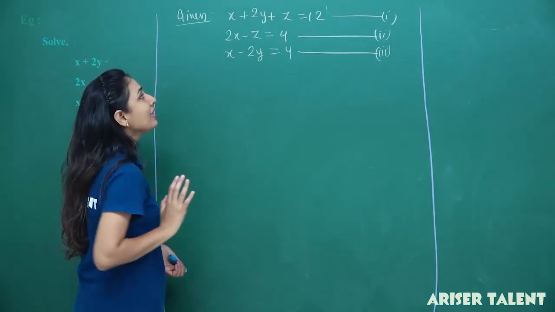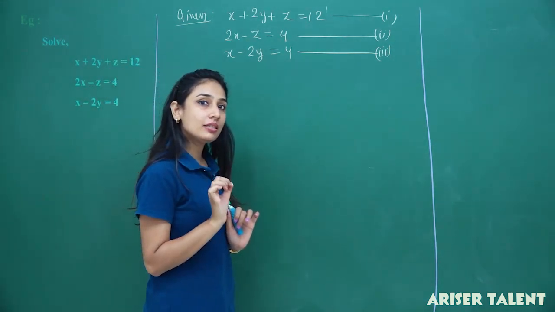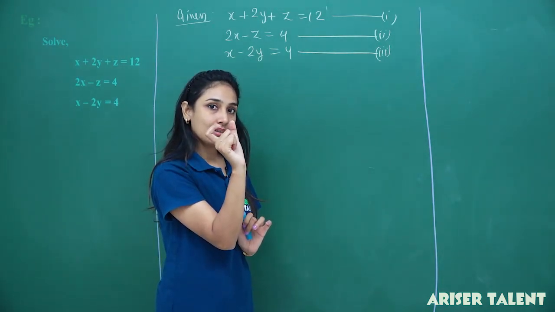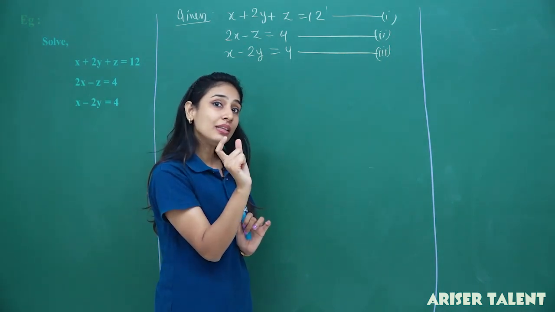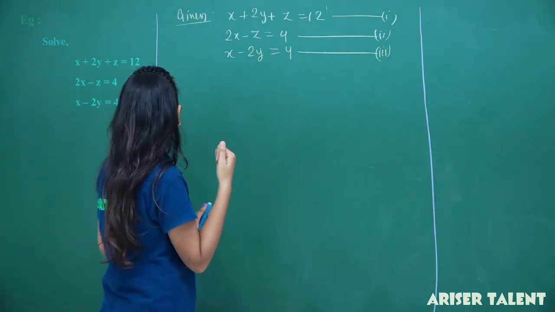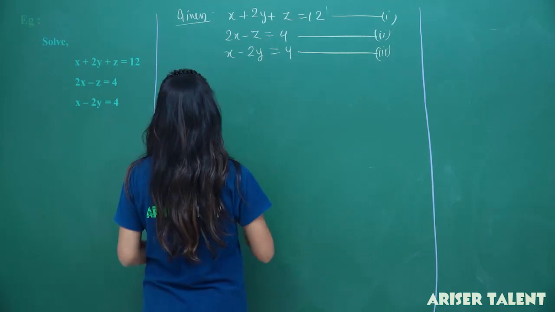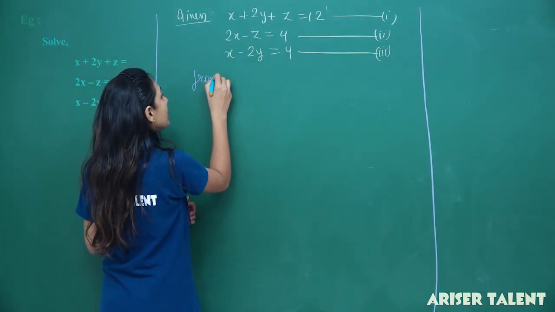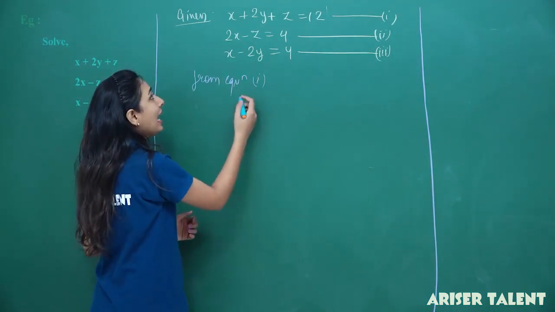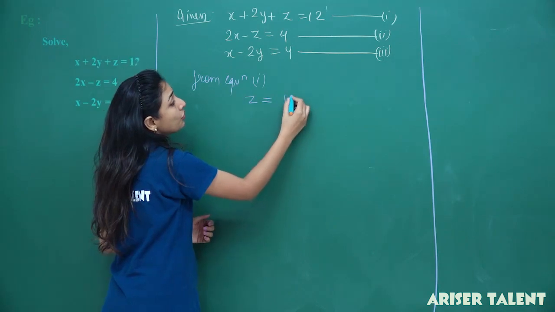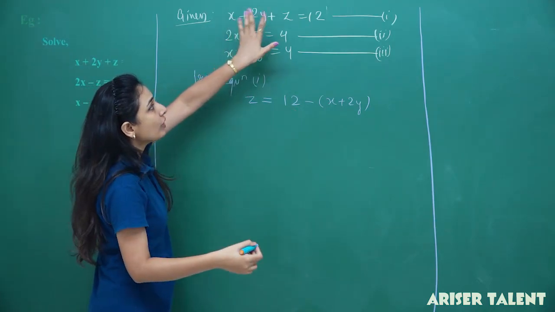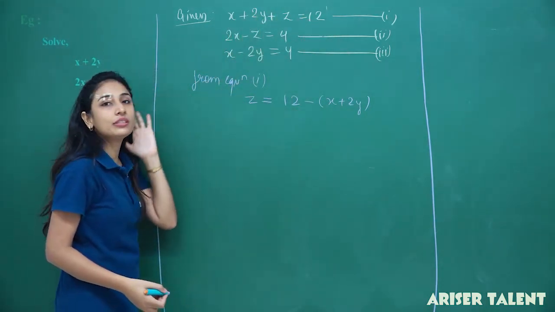After naming these equations, what I have to do first is find one variable's value in the form of the other two variables. I'll pick z, right? I don't like this z, so I'll take z from equation 1. What will I have? z equals 12 minus x plus 2y. Transpose this x plus 2y to this side. Now I am having some value of z.